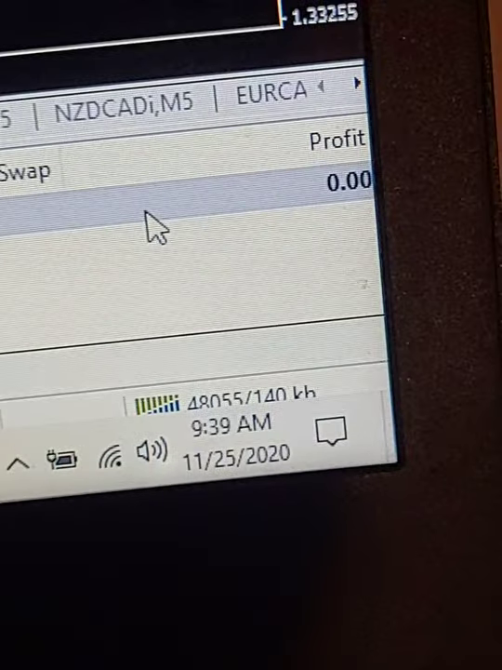Y'all had enough proof yet? That's over 30 trades straight. 30 trades in a row. No losses. My candle is still moving. Let's get some more money.